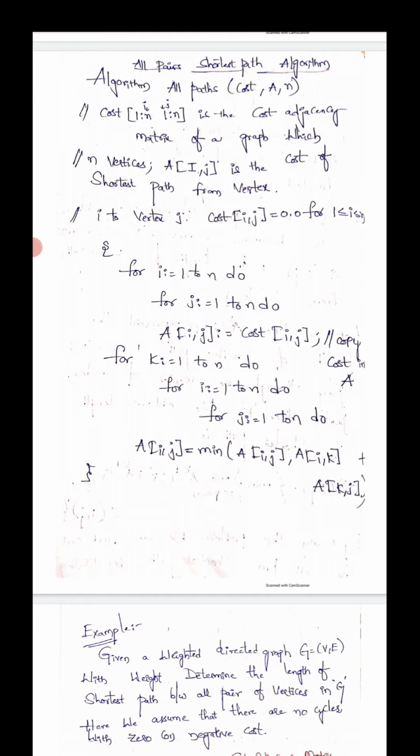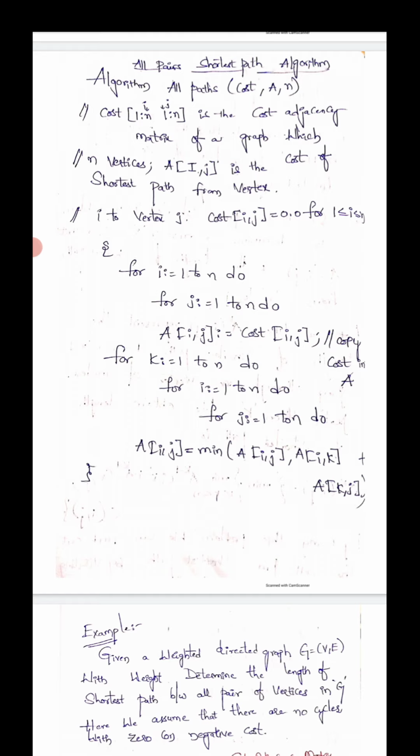Now we have to open the curly brace and enter the code. First of all, write the condition for I assigned 1 to n, do. Next, for j assigned 1 to n, do. Next, A of I comma j is assigned cost of I comma j. What is the meaning of this line? It means copy the cost into A of I comma j.